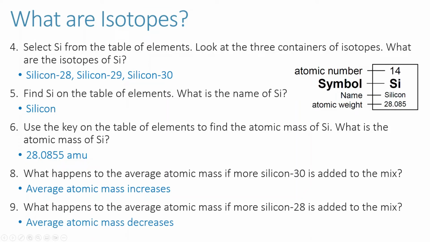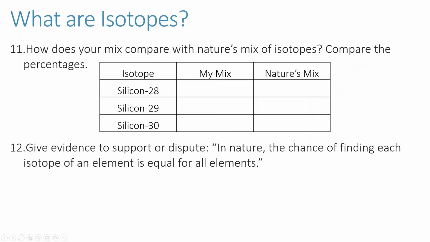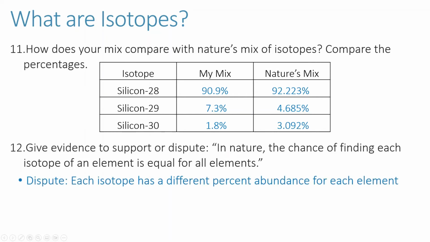So when we add the silicon 30, we saw the average rise, and when we added silicon 28, we saw the average fall. So this is what we just saw in the simulation here. Your numbers might be slightly different from mine, but based on this evidence that we've just collected, we would dispute this statement: each isotope has a different percent abundance for each element. So if I were to reach my hand into a bucket of 100 silicon atoms, I'm most likely to pull out a silicon 28, much, much less likely to pull out a 29 or a 30.